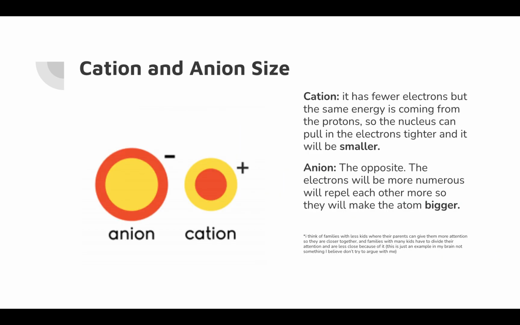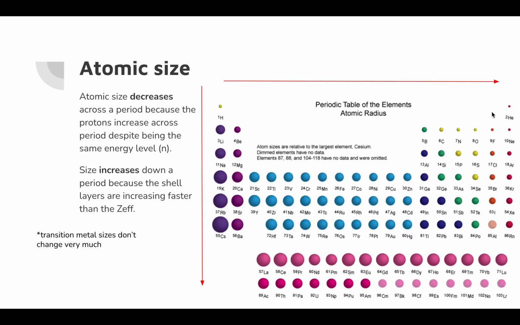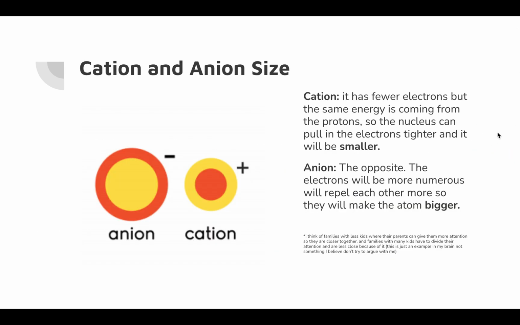So cation and anion size are important because they help us understand how big an atom will be if it loses or gains an electron. A cation has fewer electrons, right? Because it's losing an electron and it has a positive charge. So there are the same number of protons but fewer electrons, and so it's going to be tighter. Like we saw in the last one, it's going to pull everything in closer. The anions are the opposite.